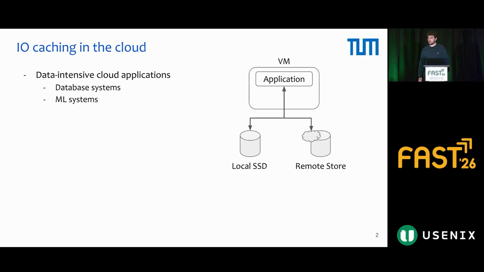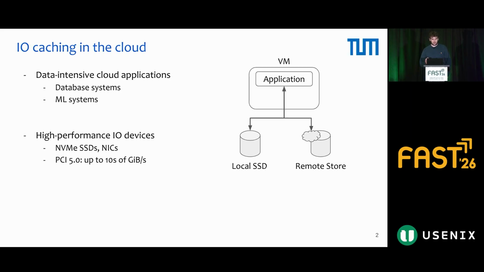Nowadays, in the cloud, there is a wide diversity of applications, including database systems or ML systems, and they all execute very different workloads and have varying requirements for the cache. On the other side, cloud environments include high-performance I/O devices, such as NVMe SSDs or InfiniBand NICs, and the performance of these devices is improving at a much higher rate than other components of the servers, like the CPU or the memory. In this context, designing a cache is challenging because it has to adapt to all these use cases while delivering the performance of modern I/O devices.